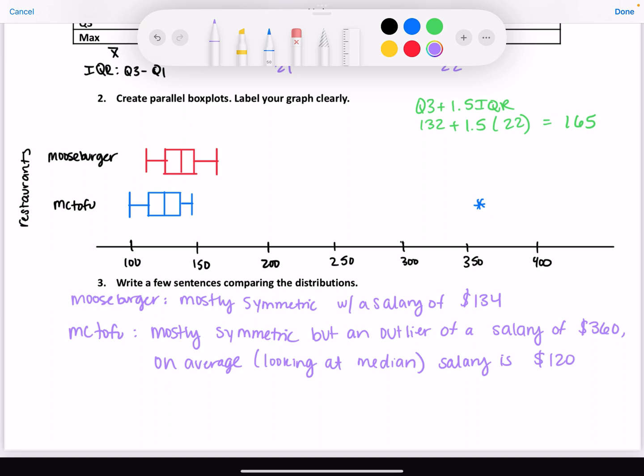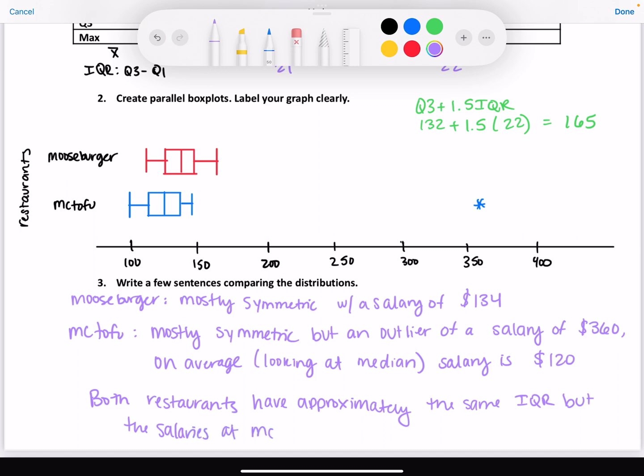And then just as a general comparison between both of them, both restaurants have approximately the same IQR. But the salaries at McTofu are generally lower than Moose Burger.